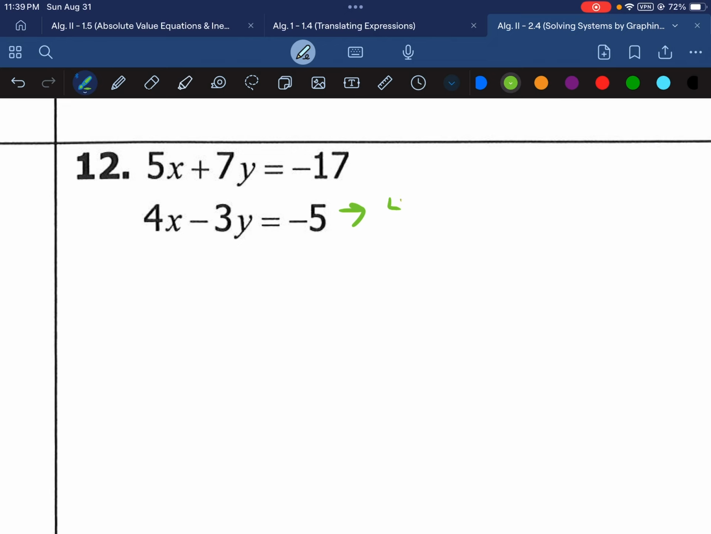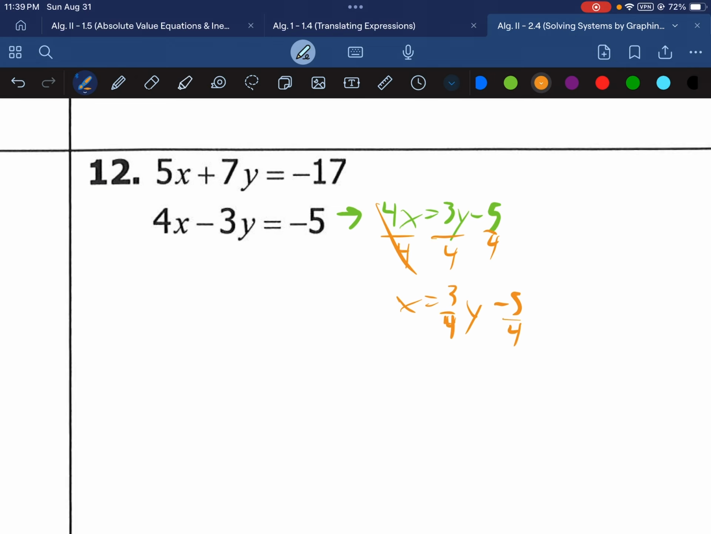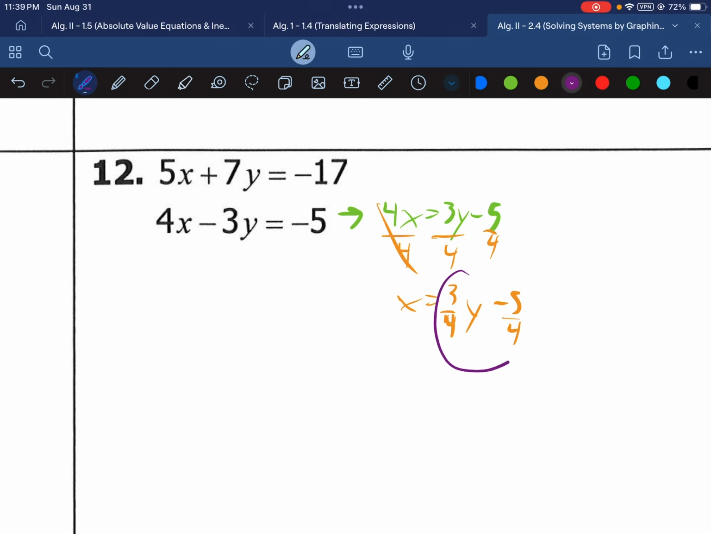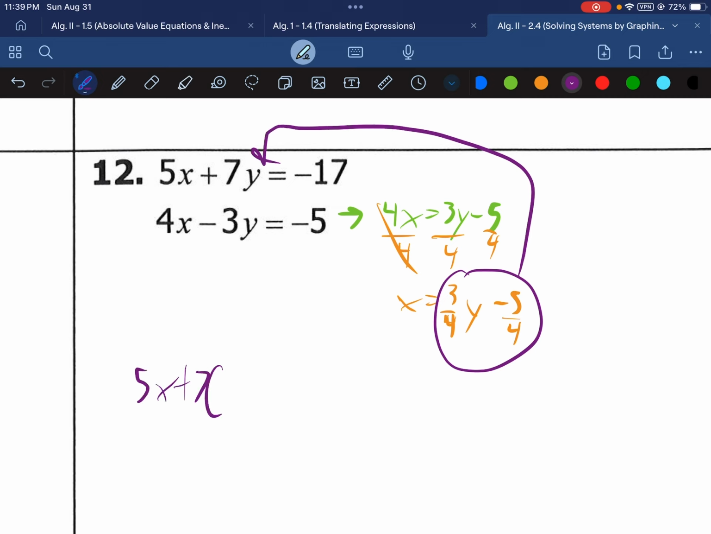So I'm going to add 3y to both sides and get 4x equals 3y minus 5. Divide everything by 4. And I get x equals 3/4 y minus 5 over 4. And now I'm going to take all of this, since it equals x, and plug it in for x in the other equation, and get 5x plus 7 times that entire thing I circled earlier, for that x equals 3/4 y.